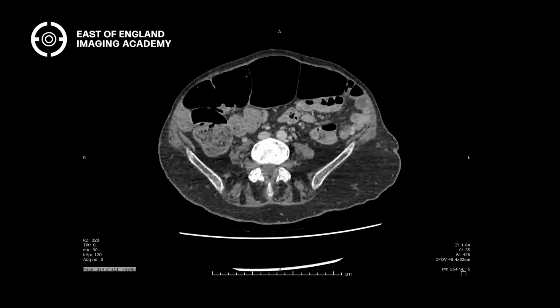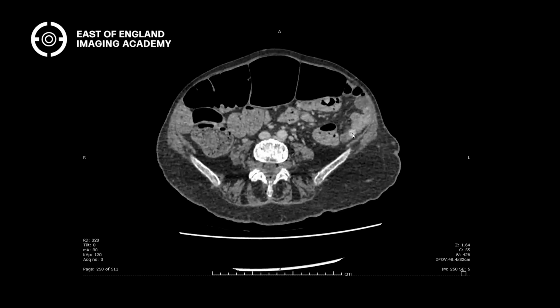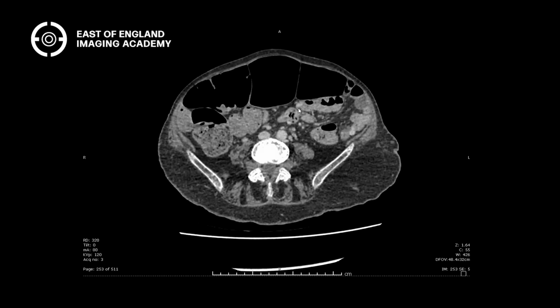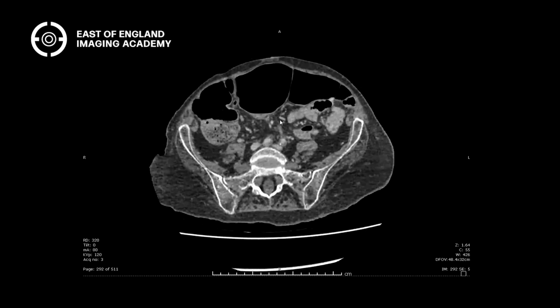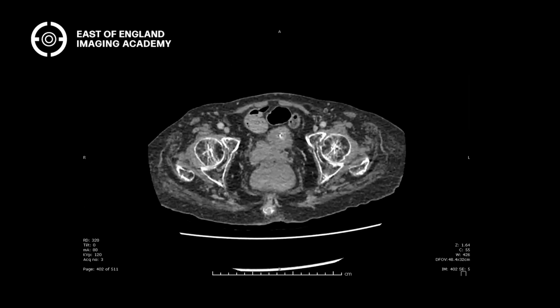I fully appreciate if it's difficult for you to appreciate this. That's absolutely fine. This is, like I said, quite a complex case, but there are some enhancing nodules coming off the bowel here. Okay, and you've got another enhancing mass here. And there's quite a lot of them all coming off the small bowel. So it's like, okay, well, what's going on here?